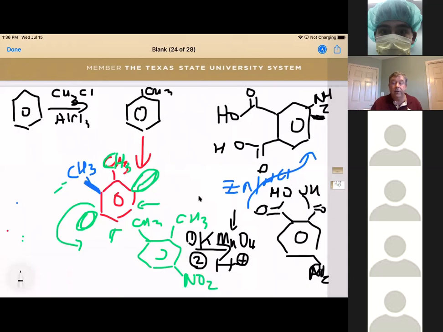So this is much longer stepwise than I would ask you to do on your exercise tomorrow, but the concept is the same. Which one do we choose first? Based on backing up and saying, well, this one would direct para, this one would direct meta, this one would direct ortho, by looking at it and backing up to figure out which direction you need to go. Any questions on that?